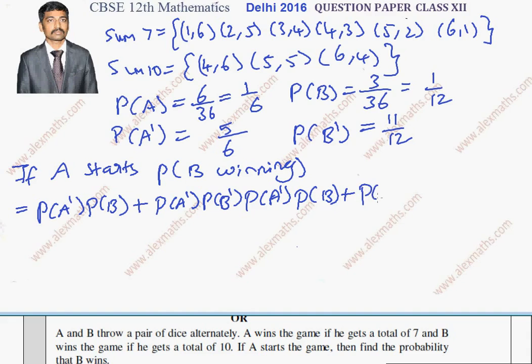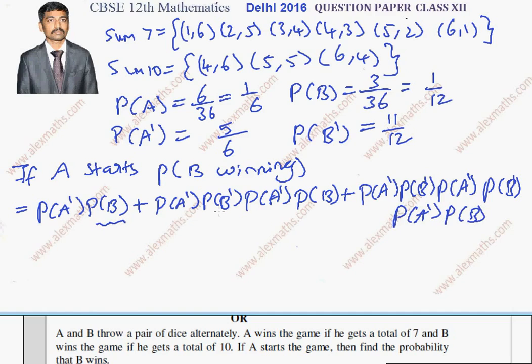Then again I will write one more term, P of A dash, P of B dash, then P of A dash, P of B dash, then again P of A dash, then P of B. That is, B is winning when he gets a third-time chance. Here he is winning in the first chance, here he is winning in the second chance, here in the third chance he is winning. Like this the series continues.